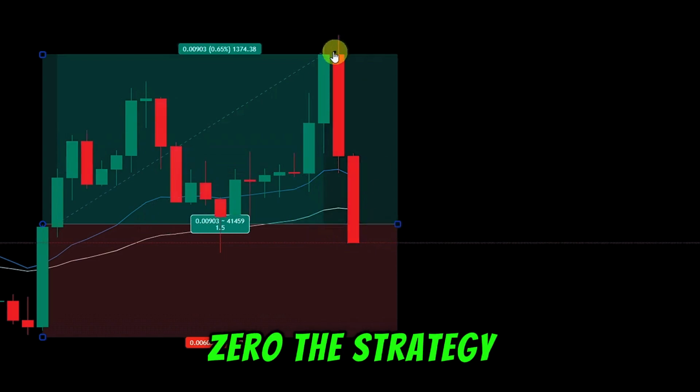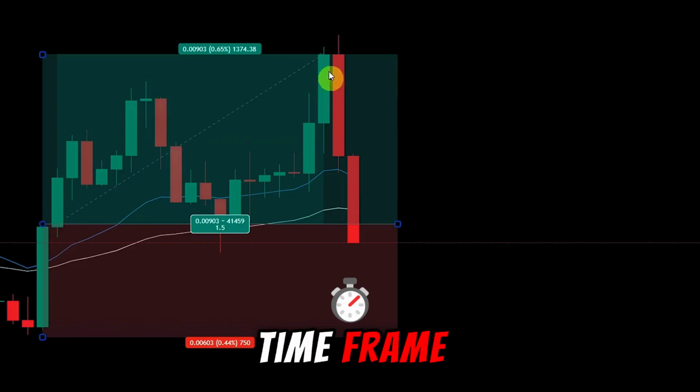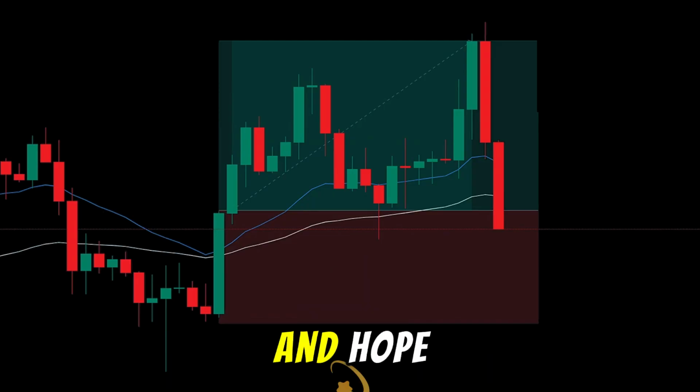If it's below 0, the strategy isn't broken. It's just not working on that pair in that time frame, and the fix is to change 1 variable and test again, not to add 3 indicators and hope.